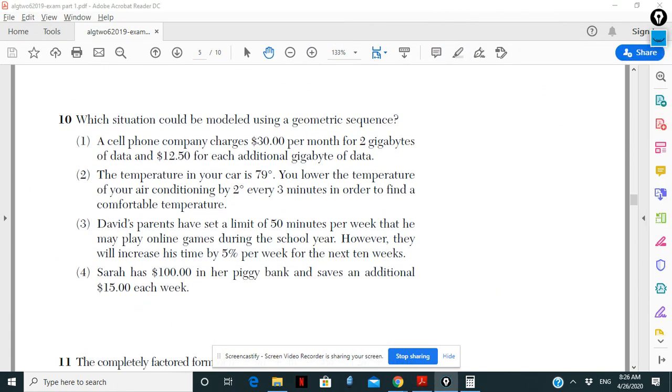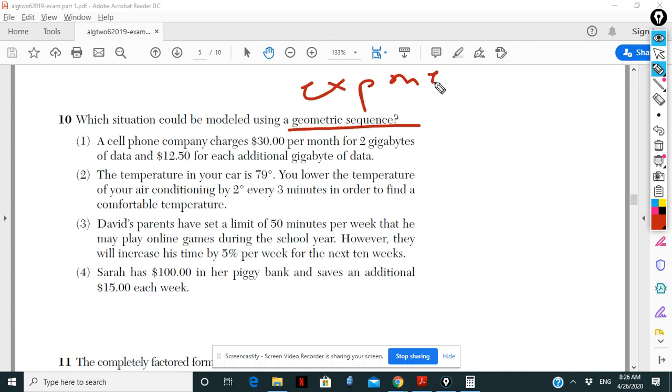Now, geometric sequence. Geometric sequence means I have exponential. So now, here a cell phone company charges $30 per month for 2 gigabytes of data and $12.5 for each additional gigabyte. That's linear, so it's not geometric. Now, the temperature in the car is 79. Lower the temperature your air condition to every, that means I subtract, linear.